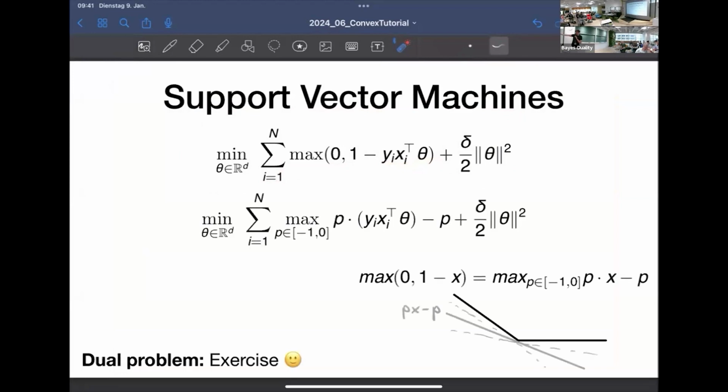You plug in this maximum representation, you swap min and max, and you look at the optimality conditions of the Lagrangian, and you can derive your dual problem, and you will arrive at what I've shown you at the beginning. So whenever you can write it as a maximum over linear functions, you can write the dual problem.